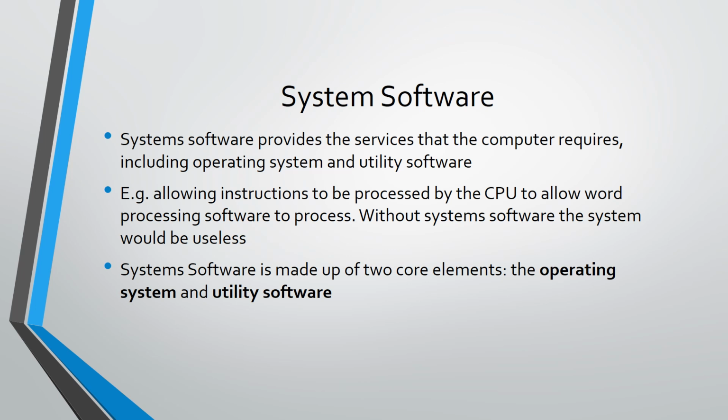So the first question is, what is system software? System software basically provides the services that the computer requires. All types of services, including operating system and utility services. It allows instructions to be processed by the CPU to allow word processing software to process. Without system software, our systems cannot do anything. It will become useless, right? And system software is made up of two core elements: the first one is the operating system, and the second is utility software.